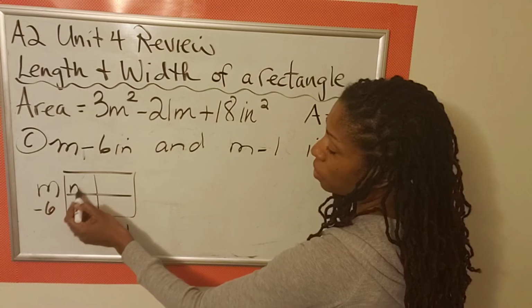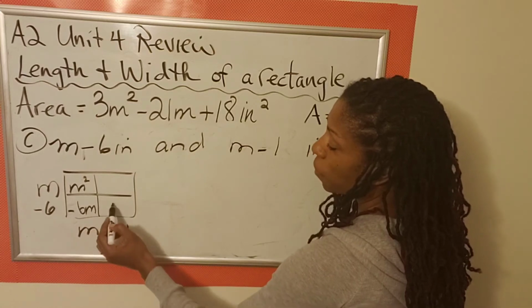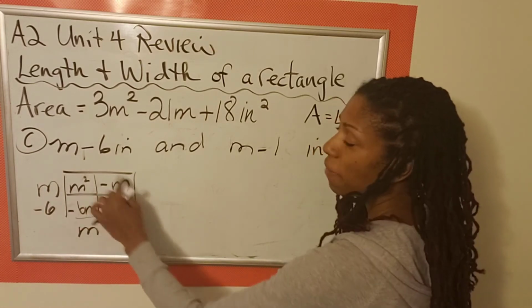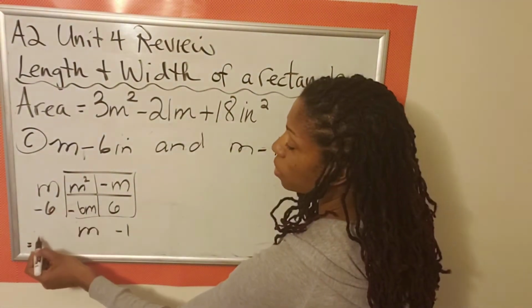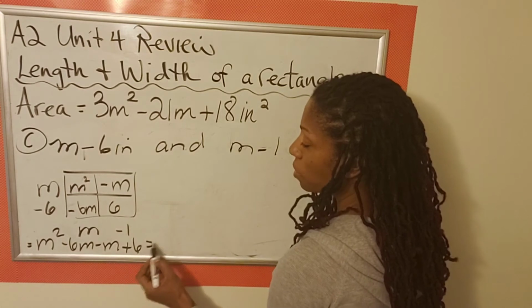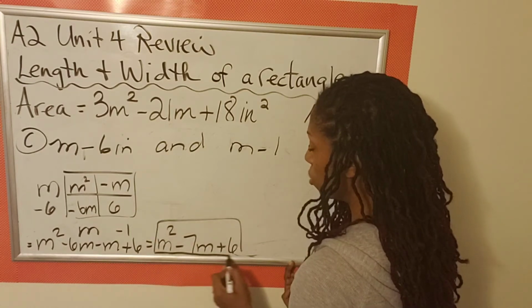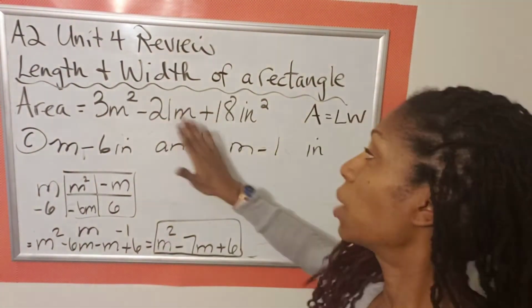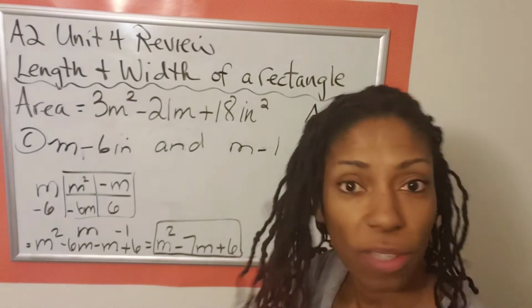So m times m is m squared. M times negative 6 is negative 6m. Negative 6 times negative 1 is positive 6. And negative 1 times m is negative m. We have to add up all of these little pieces to get the total area. So that would equal m squared minus 6m minus m plus 6, which gives me m squared minus 7m plus 6. That, my children, is not going to work. We're looking for 3m squared minus 21m plus 18. And when we multiply these two lengths and widths, these two dimensions, we get something very different.